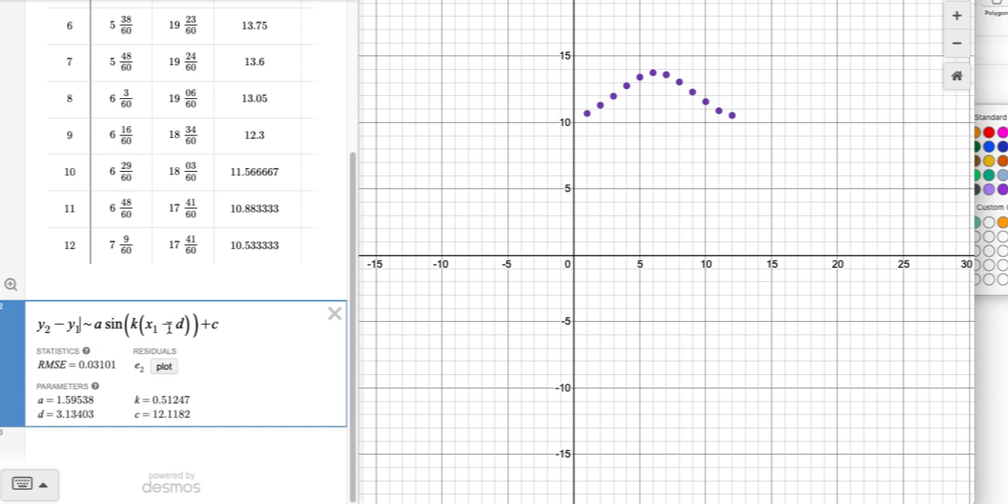So this is like the equation that I showed you, because the b term, they have it as k, kind of like the textbook, which is cool, is factored out, and then this d term is there, and it shows the phase shift.